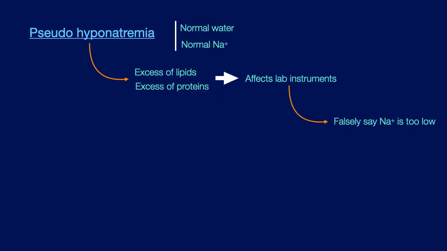Now there's one final type of hyponatremia that is sometimes called a false hyponatremia or pseudohyponatremia. This is where the body water and sodium levels are normal, but there's an excess amount of lipids, like in hypertriglyceridemia, or an excess of proteins, like in multiple myeloma. High levels of lipids and proteins can affect the laboratory instruments that measure the sodium concentration and make them say that the sodium concentration is too low, which in the end is false.